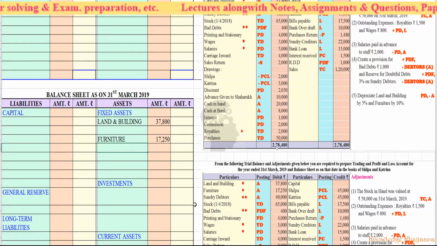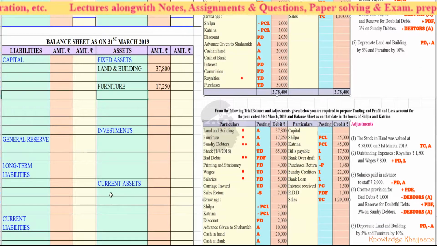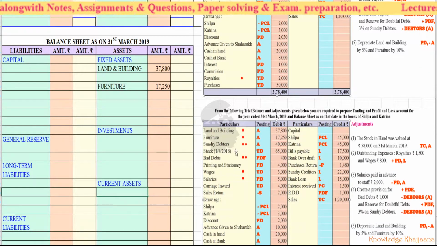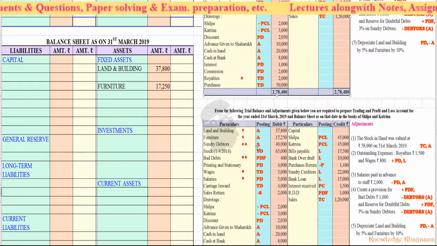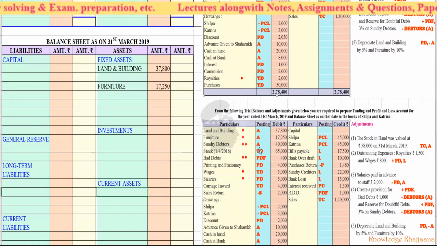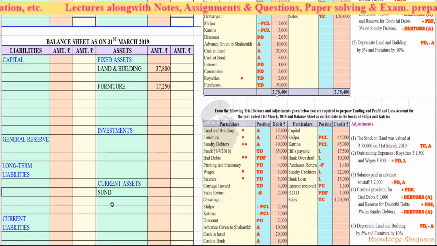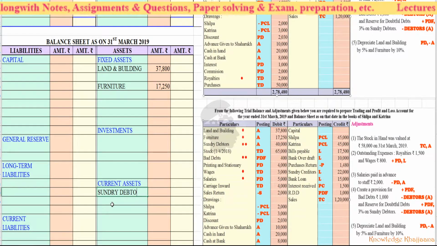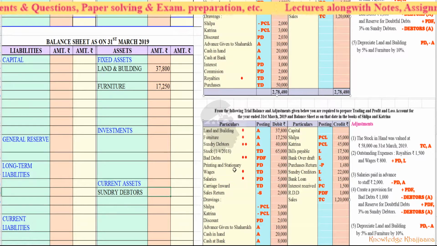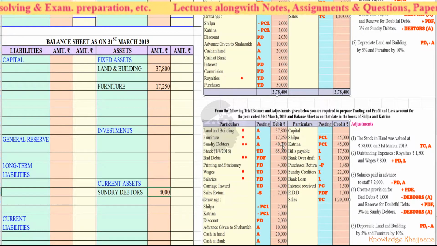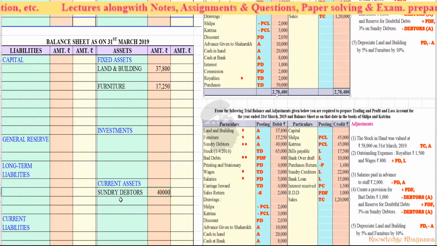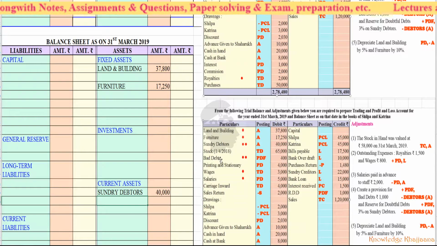See, sundry debtors are again assets. Those come under the category of current assets. For sundry debtors there are many adjustments, so we will write the value in the inner column. The amount is rupees 40,000. Next, bad debts.